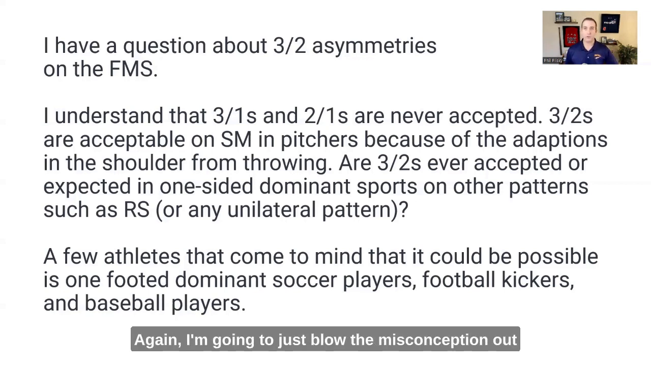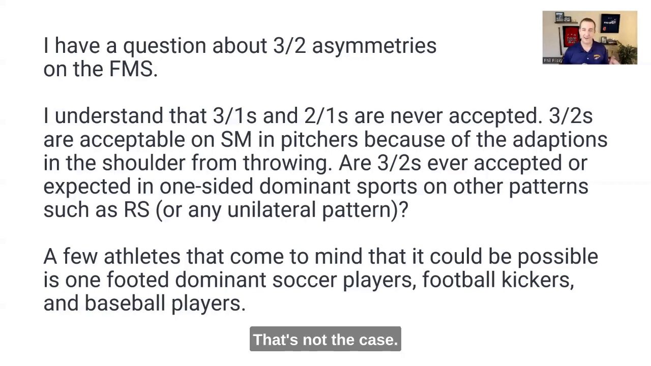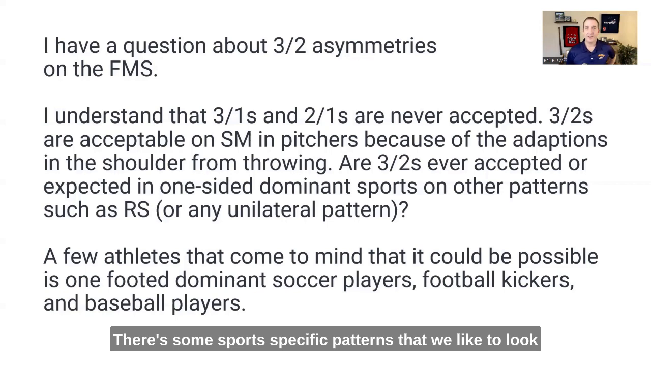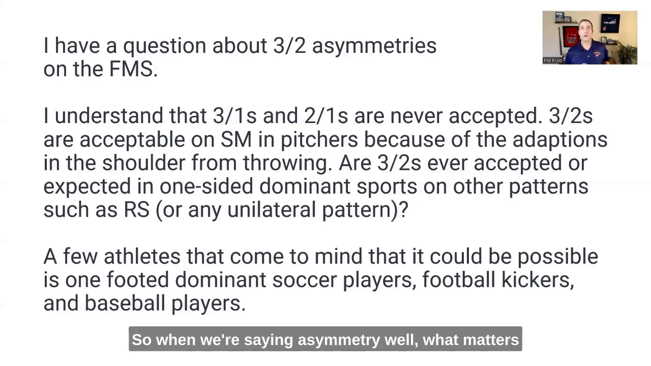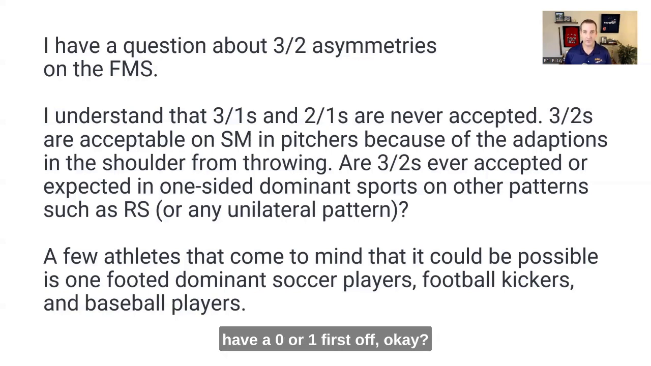Again, I'm going to just blow the misconception out that we're always seeking 3 in all patterns. That's not the case. There are some sport-specific patterns that we like to look at where we want to see a 3. So when we're saying asymmetry, what matters with asymmetry? What matters is maybe not even the asymmetry as much as, first off, don't have a 0 or 1. That's a very important fact.